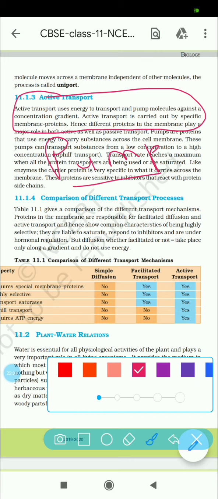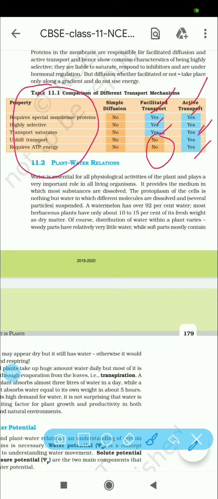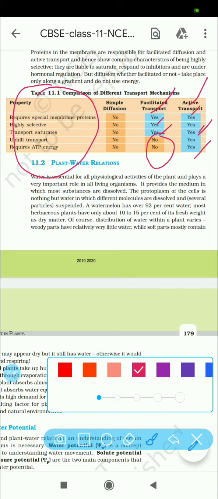Now this is a very important table which you should know, where they have used certain criteria, like membrane proteins are required in facilitated and active. Facilitated and active are highly selective, saturation can be achieved in both. Uphill transfer only in active, ATP only in active, rest of all over here it is not required. Simple diffusion: no proteins required, not selective, not saturated, not uphill, and there is no need for energy, as you can observe over here.